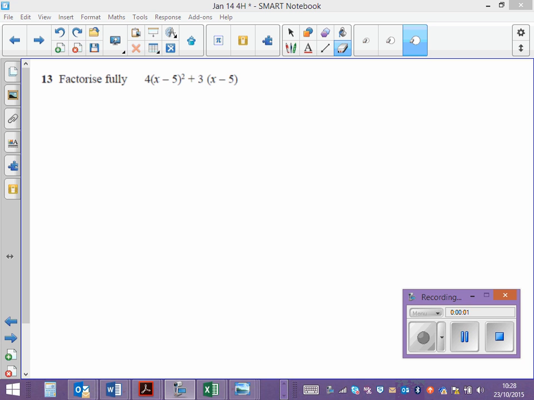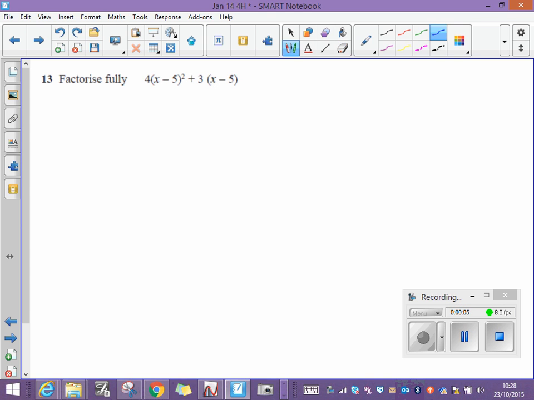Ways of doing this one. The easiest way is to recognize that if you look at the two terms that you've got here, the bracket x minus 5 is actually a common factor. So it's a bit like having to factorize something like 4x squared plus 3x. And in order to factorize this, you would take out the x and then multiply by 4x plus 3.